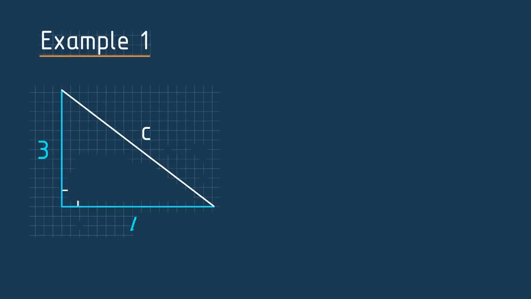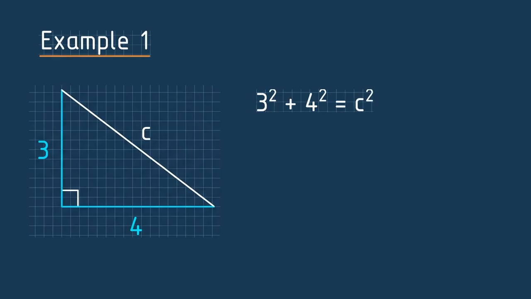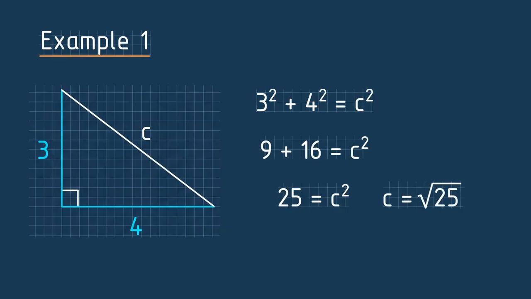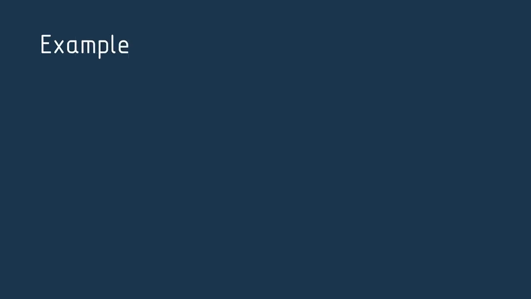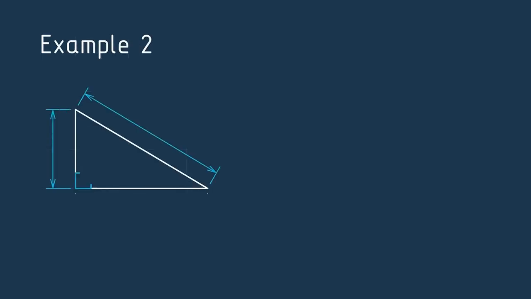Example 1. A right triangle has legs of length 3 and 4. Find the hypotenuse. 3 squared plus 4 squared equals c squared. 9 plus 16 equals c squared. 25 equals c squared. C equals the square root of 25 equals 5. The hypotenuse is 5.